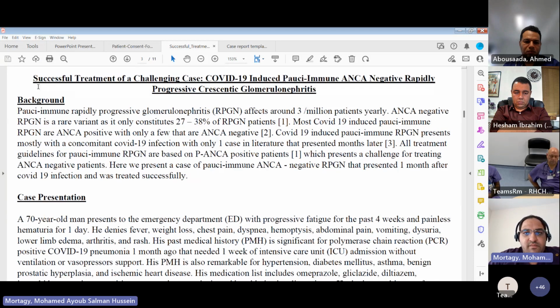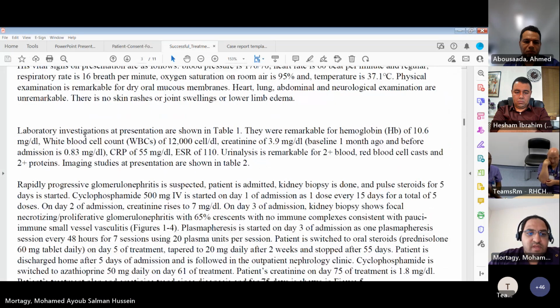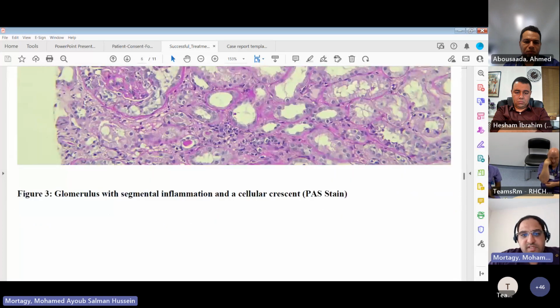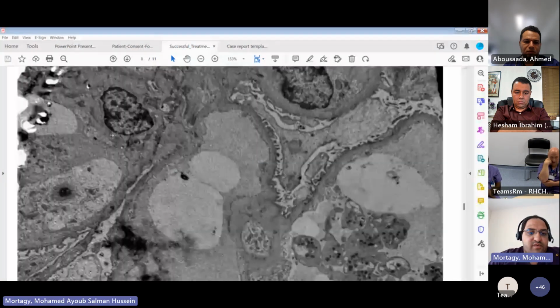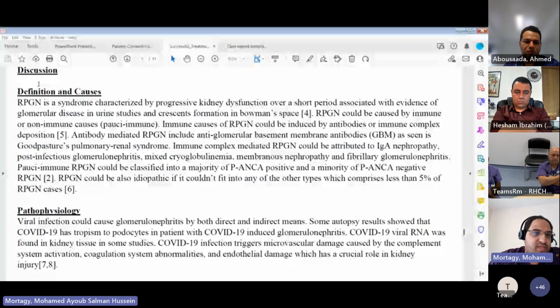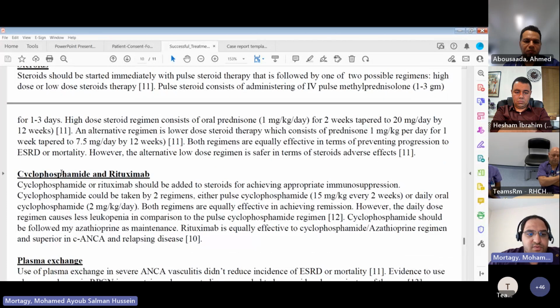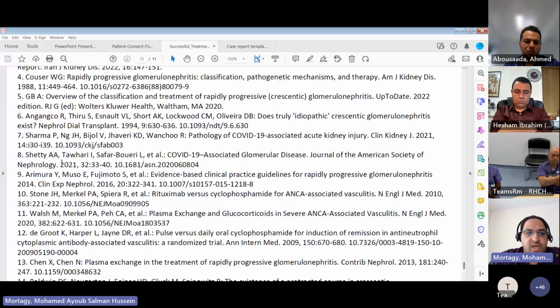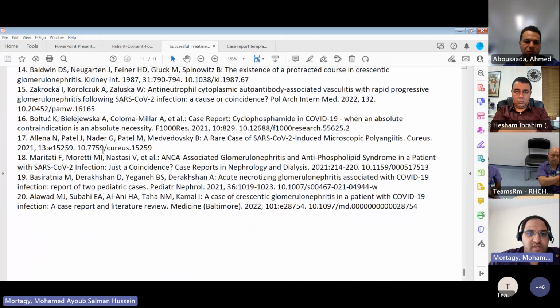And then you have fixed topics, titles, background, case presentation, and then you have figures if you have any, tables, and then you have also discussion. Discussion can be just a few paragraphs, or you can give it some titles if it needs to. And then there is conclusion. And then at the end, there is references. Usually the references are not more than 20. Okay. So this is an example of a case report.